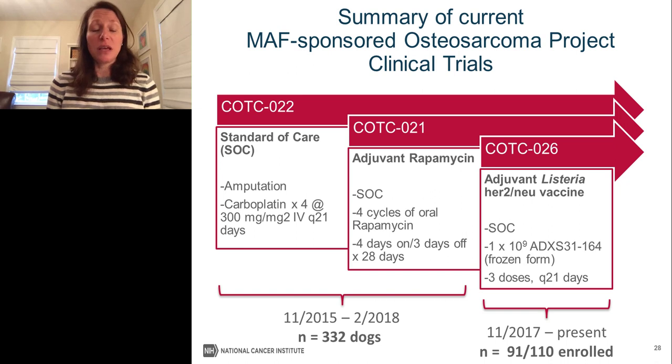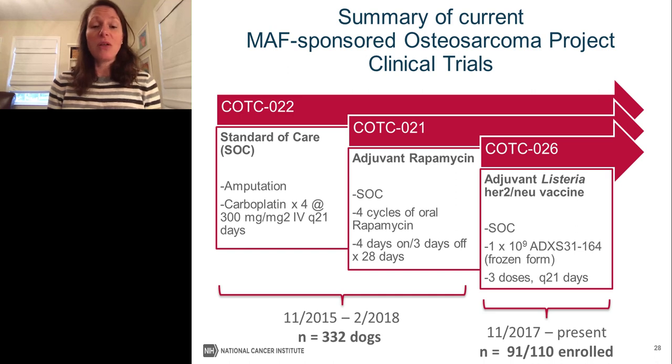And then the investigational arms currently under study, there's 2 of them. There's COTC 021 and COTC 026. The 21 trial is looking at adjuvant rapamycin as an inhibitor of mTOR. Again, that's added to standard of care. So every dog on these trials receives the standard of care therapy, and they're randomized to either receive adjuvant rapamycin or standard of care. And then our adjuvant listeria trial that's currently open, those dogs are being enrolled again to provide the statistical power compared to the 022 trial.